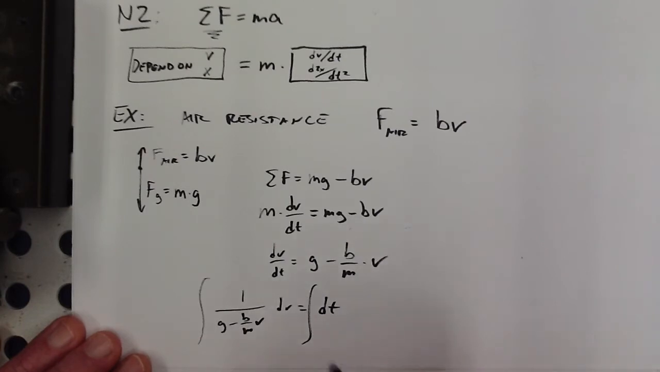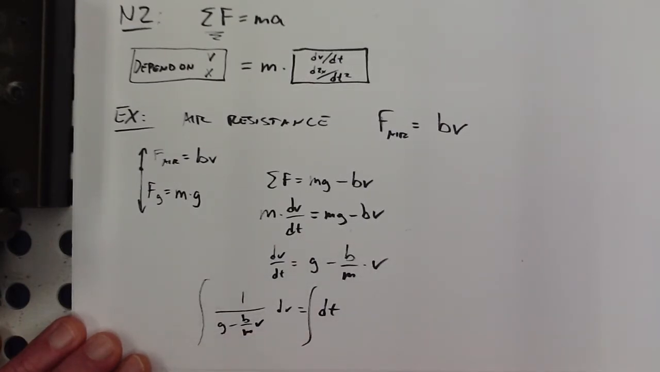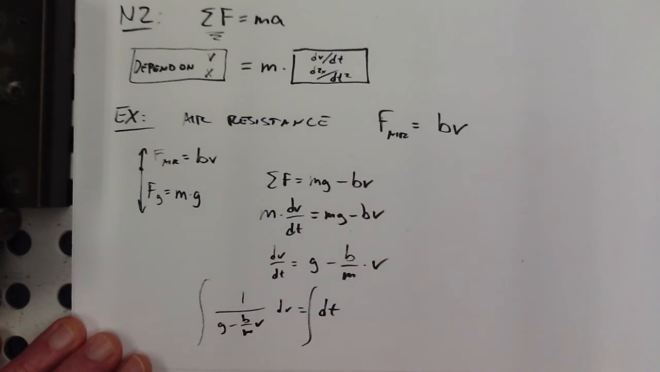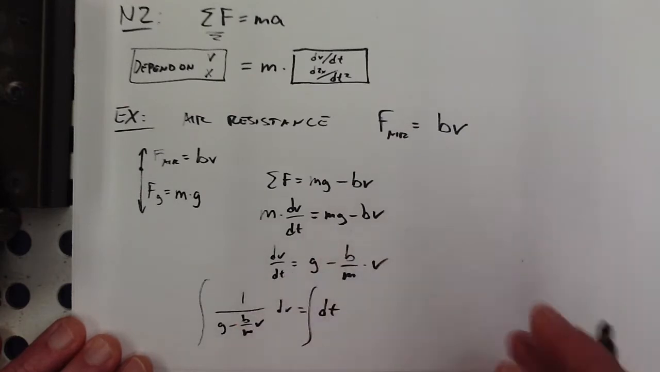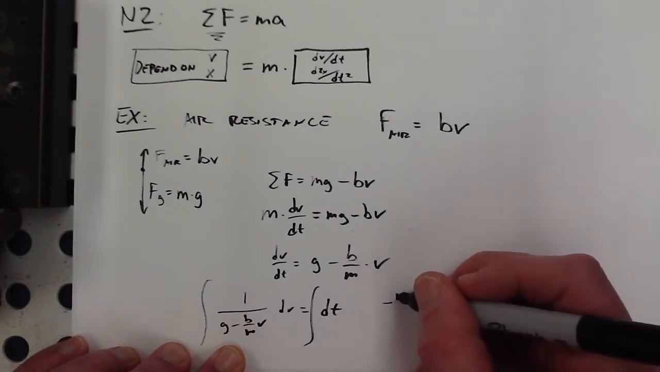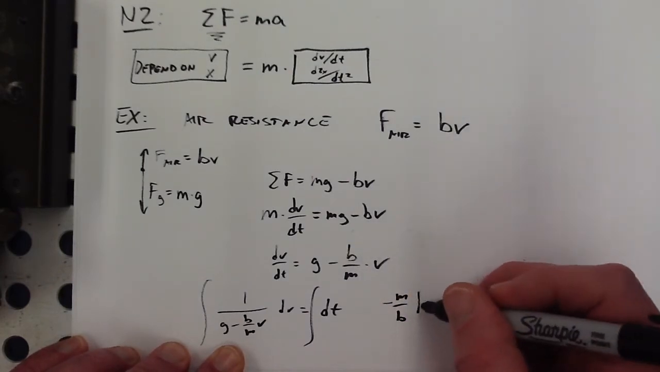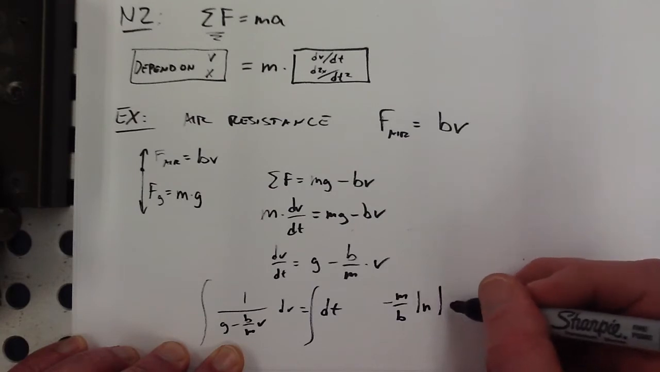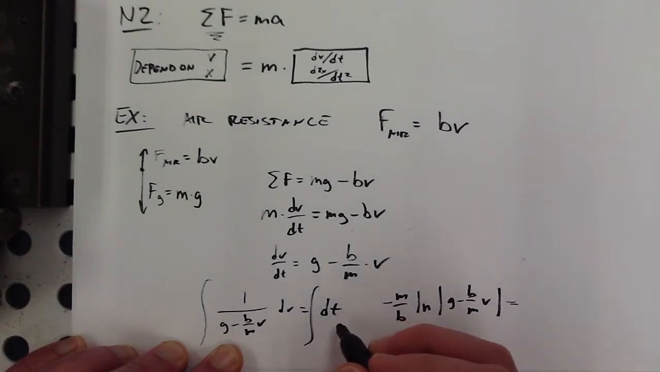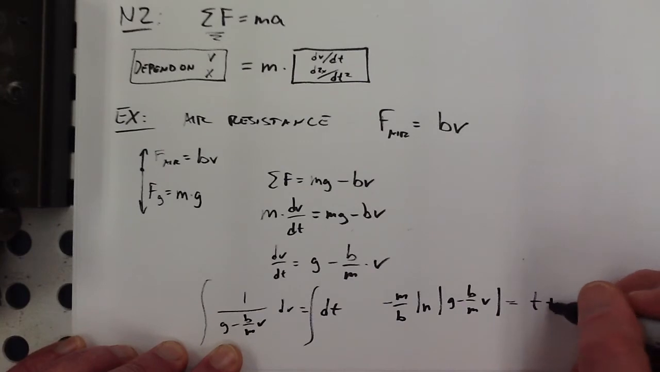Then I'm going to find antiderivatives. This is just a v to the first power on the bottom, so that is going to be natural log. And I just have this constant there. You remember what happens there? I just have to flip that constant over and put it on the outside. You can write out a u substitution there if you need to refresh your memory on how that's going to work. So on this side, I'm going to have negative m over b times the natural log of g minus (b/m)v is equal to, and on this side, the antiderivative of 1 dt is just t plus c.